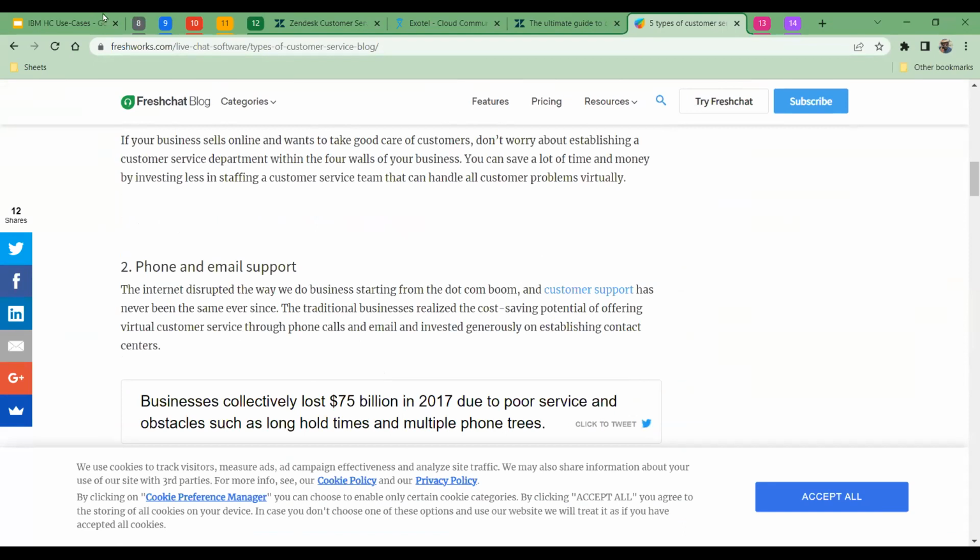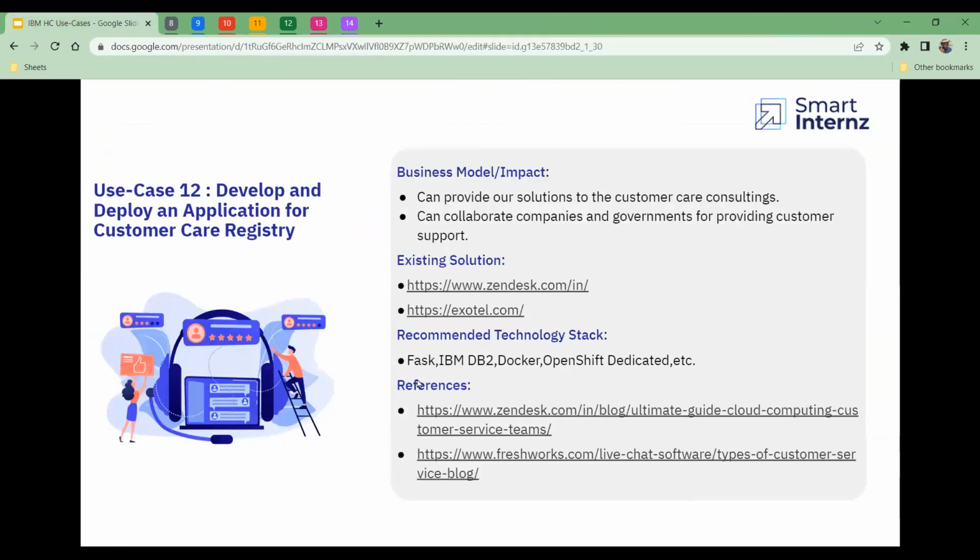So I suggest you all go to the references and the existing solutions and see this. Understand more about how customers are facing issues, how we can develop a good application, and how we can deploy it using the latest technologies called Docker, OpenShift, Kubernetes, and cloud services like IBM DB2 and all. So that's about use case number 12.